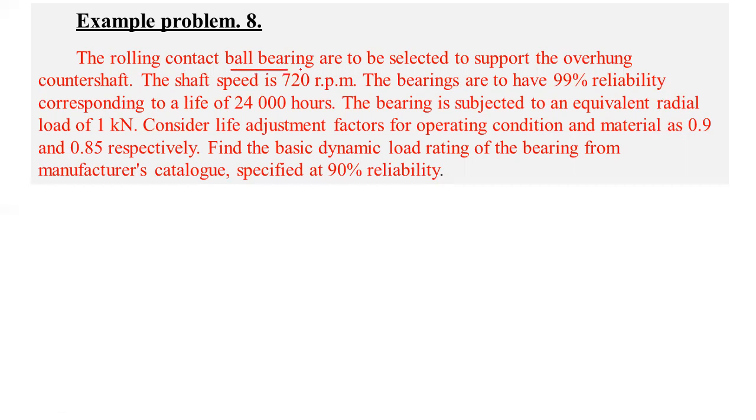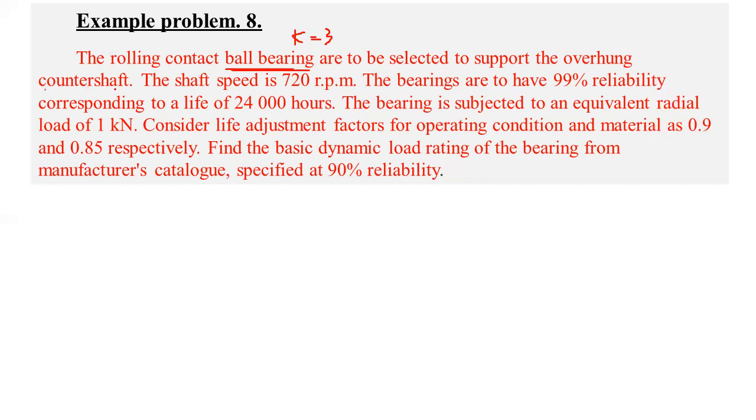For ball bearings, you have to consider K. K is the constant value. Here, the value K equal to 3. You have to consider for ball bearings K equal to 3. This value is used in our equivalent dynamic load formula. So that's why you have to consider this constant K equal to 3 for ball bearings and 3.3 for roller bearings. Bearings are to be selected to support the overhung crankshaft.